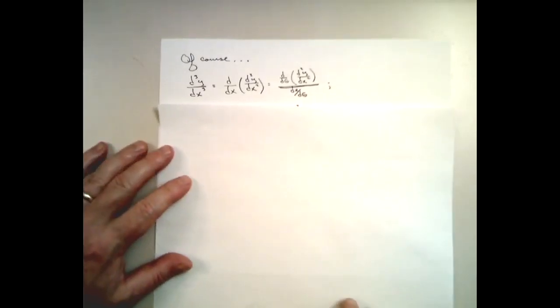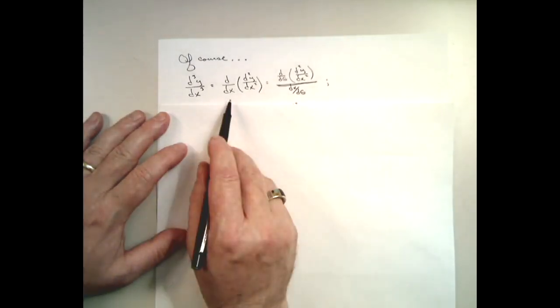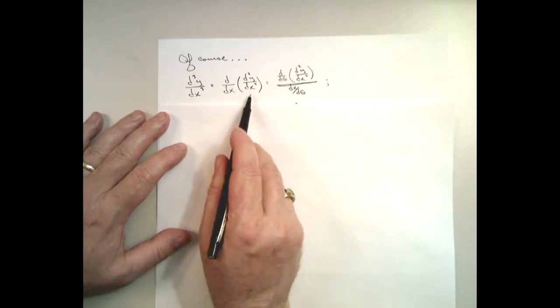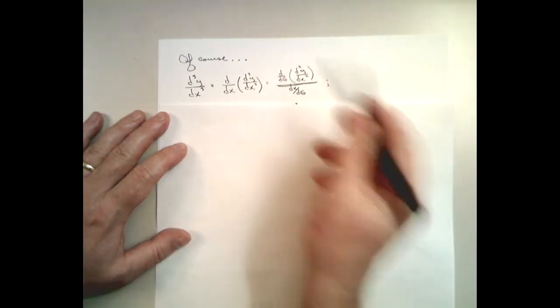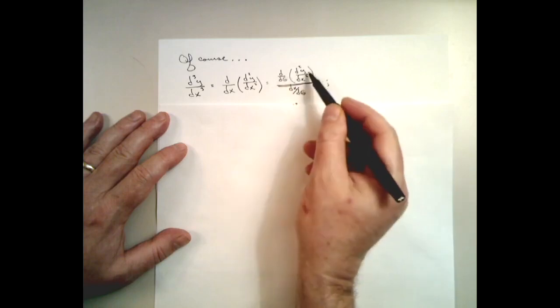And of course, if we wanted to calculate third derivatives or fourth derivatives or whatever, we're just going to continue this process. So the third derivative can be written as the derivative with respect to x of the second derivative. And so we'll just take the derivative with respect to theta of the second derivative over dx d theta, and so on. And that's how derivatives work in the setting of parametric equations.